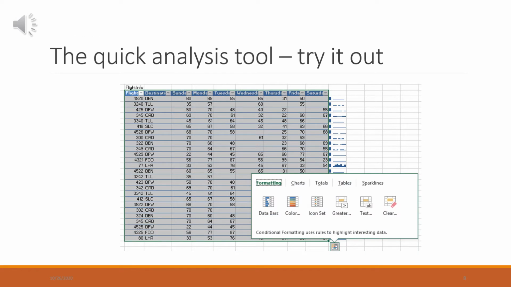The Quick Analysis Tools has 5 different sets of commands, sets of options inside: Formatting, Charts, Totals, Tables, and Sparklines. In this slide, we have just selected Formatting. And that means you can format the cells inside this table as data bars, color, icon set, greater than, text, or just clear any formatting. In the next video, I will show you what this means.